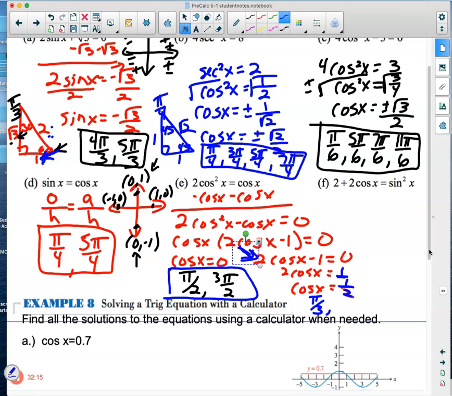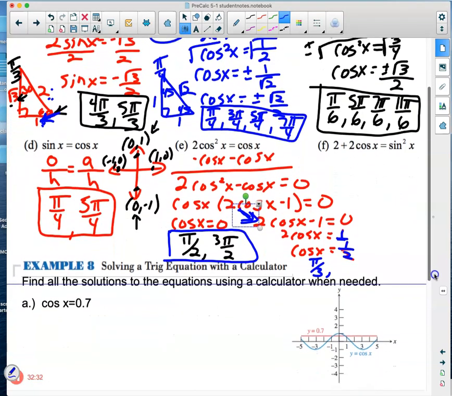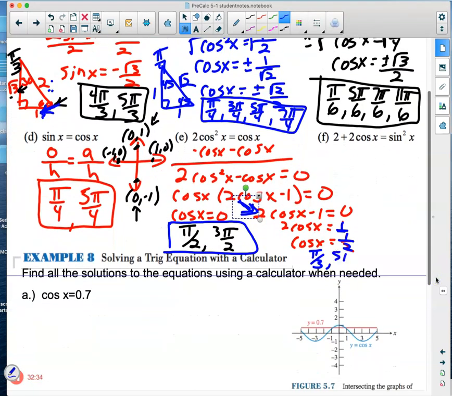But cosine is positive in 2 quadrants. And if we go back up here to the top, we see that cosine is also positive in the 4th quadrant. So I think, well, what's going to happen if I put my little pi over 3 right here? What would that be called? Well, all the way around would be 6 pi over 3. So I'm 1 short of that, which would be 5 pi over 3.